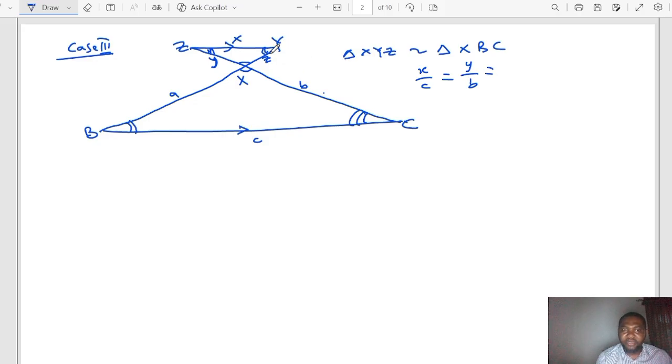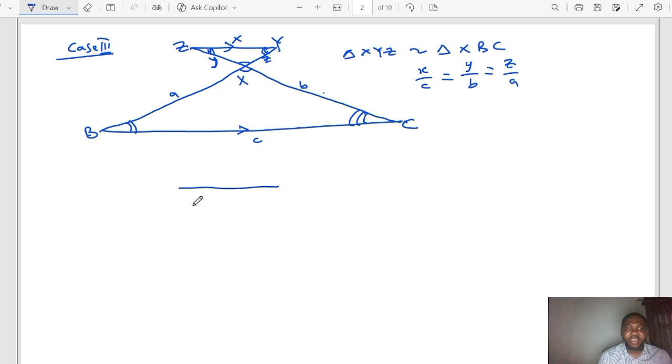Then for this side now, z is corresponding to a. Z of this small angle is corresponding to a because they have the same angle. Can you see? They are both touching the same angle. So I'm going to say z all over a. Okay, so this is exactly what you get.